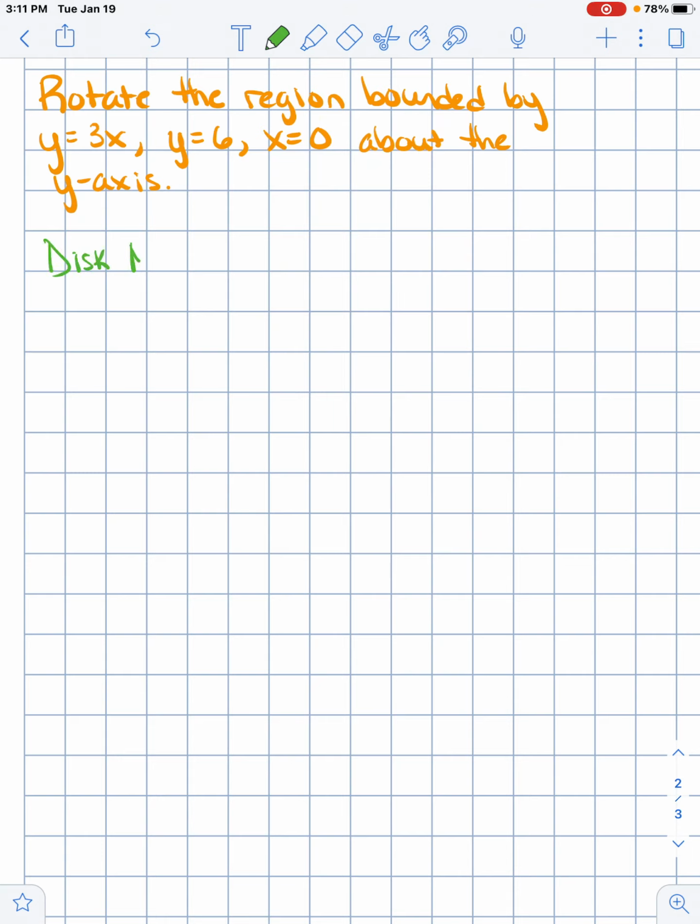So for the disk method, I'm going to split this down the middle so you can see them both side by side. So for the disk method, I'm going to draw this picture first. So we've got 3x.